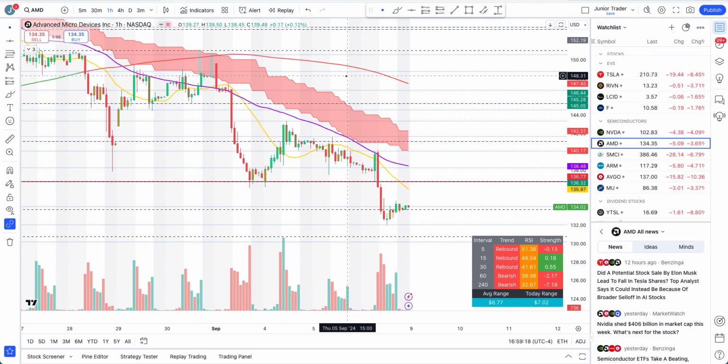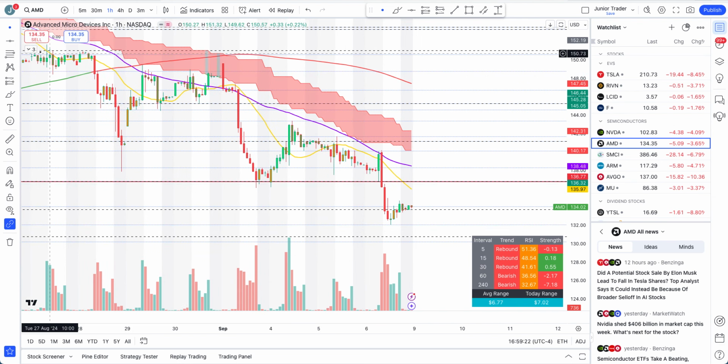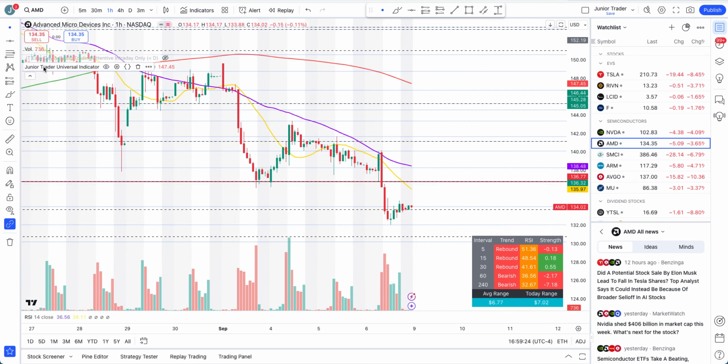We are still downward. This is on the short side. We are talking about the short side play. And as I said, that's the level to watch. Below that, we are still bearish, guys. 136.77.